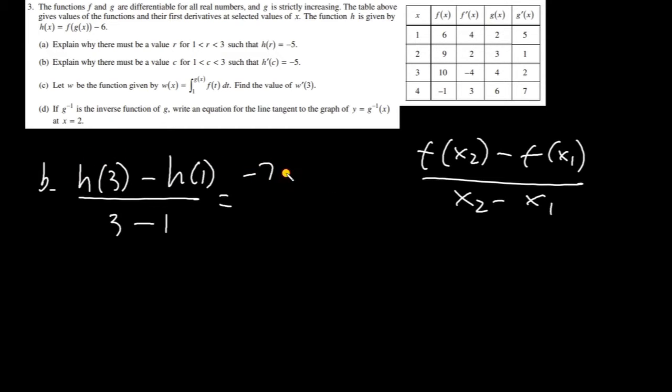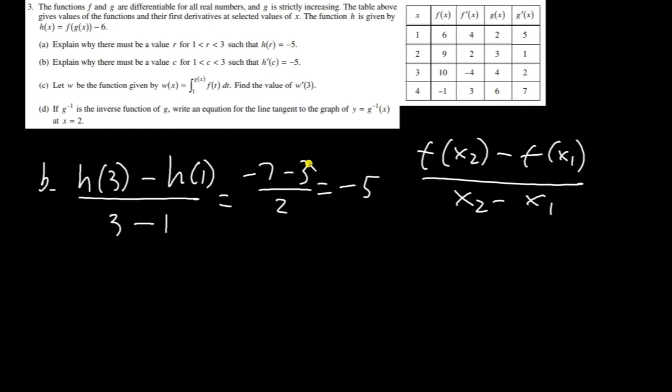Okay, so remember the formula for slope is f of x2 minus f of x1 over x2 minus x1. You might also think of it as y2 minus y1 over x2 minus x1, right? So we're going from 1 to 3. So this is going to be h of 3 minus h of 1 over 3 minus 1. And we already found h of 3 and h of 1 in part A. It's going to be negative 7 for this, 3 for this, over 3 minus 1 is 2, so it's equal to negative 5, okay? Notice that it's exactly equal to h prime of c.